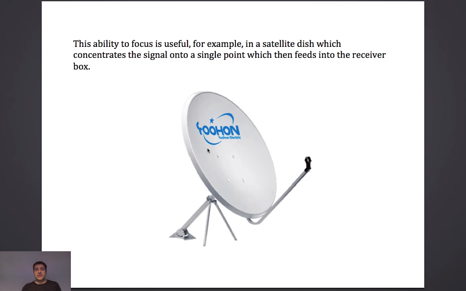So the signal comes in from the satellite a long way away, and then it's all focused onto a point there. If you see one of these, you'll see it's got a thing called an LNB, a low noise block, which is the point where all of the signal is focused, and then you'll see that the wire goes back from that into the house and then into the receiver box.